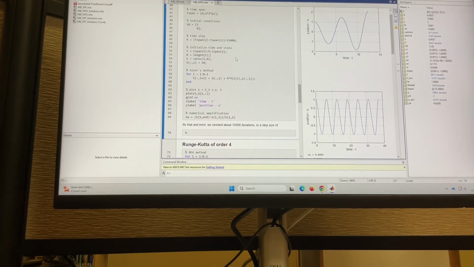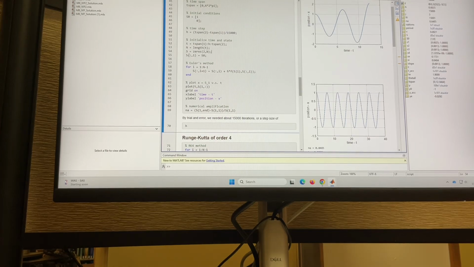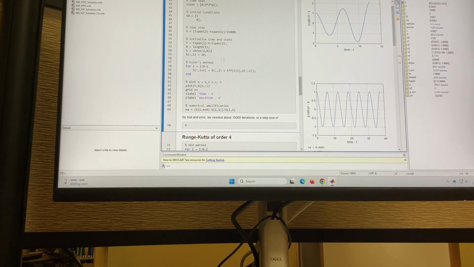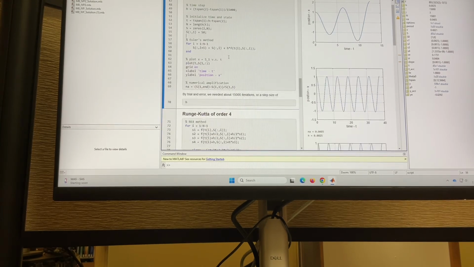And then that's going to be 2 because of this over here. So that looks good. And then S(1, 1) equals S0, so we're just initializing it. So that all looks good.